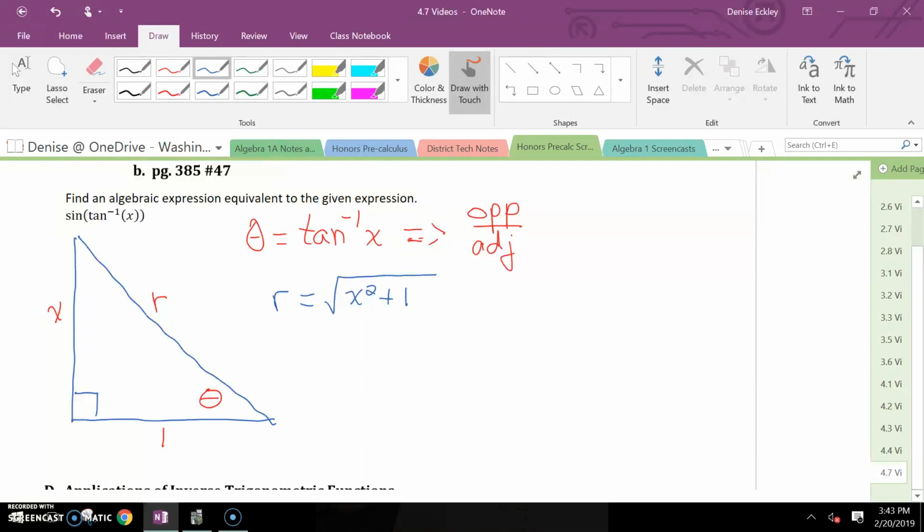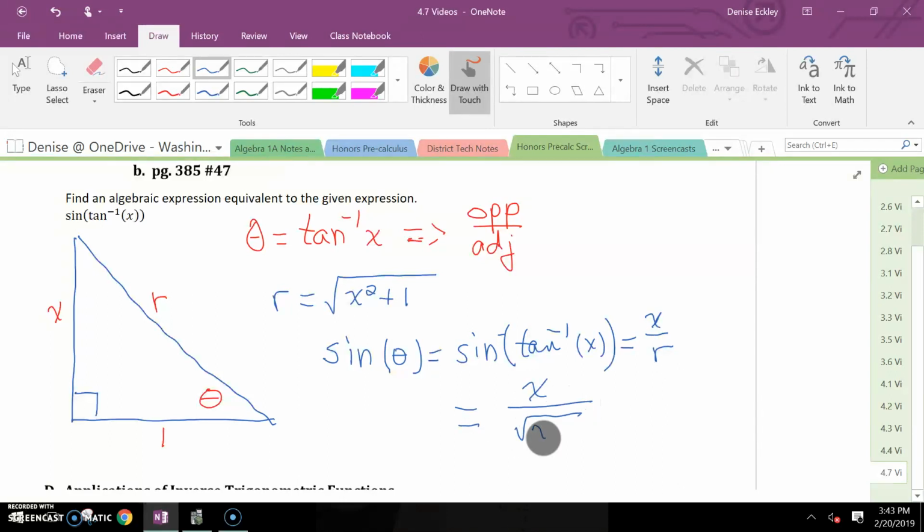So from that, we can find sine of this. So we're really looking for a sine of theta, which is the same as sine of the inverse tangent of x. So that's going to be, remember, the opposite side, which is x, over the hypotenuse. So this value is going to be x over the square root of x squared plus 1. And that is going to be our answer.